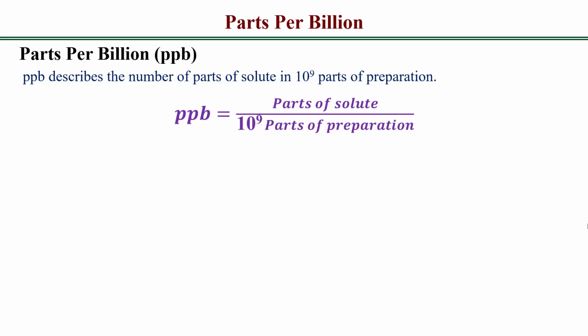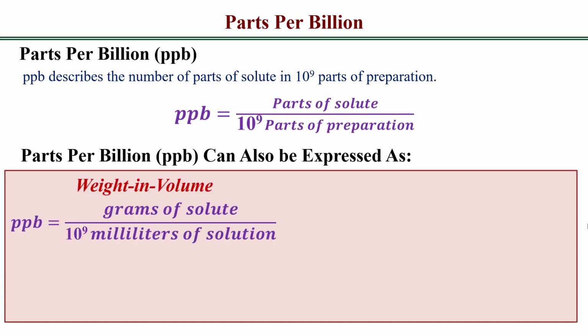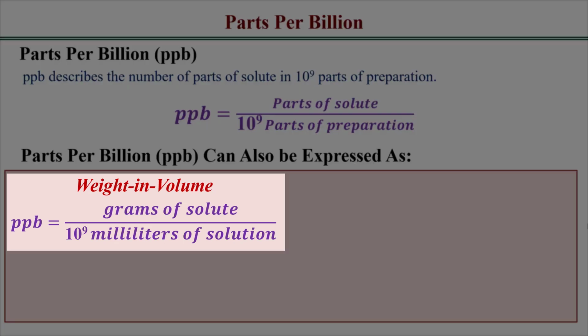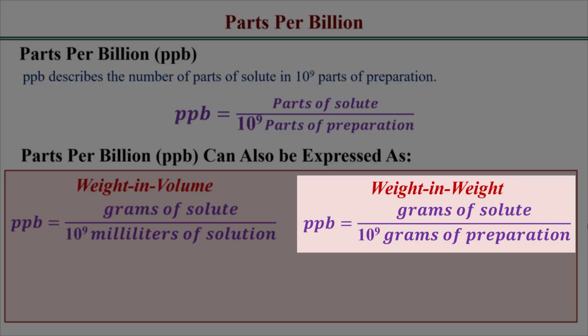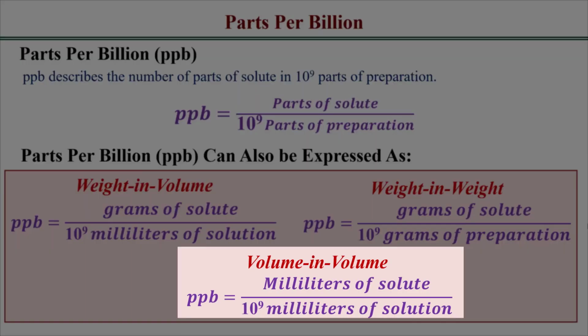of preparation. Now this can also be expressed in 3 different ways depending on whether you have a weight and volume scenario, a volume in volume, or a weight and weight situation. So for a weight and volume scenario, ppb is going to be equal to grams of solute in a billion milliliters of solution. Then when you have a weight and weight scenario, ppb is going to be equal to grams of solute over a billion grams of preparation. And then for a volume in volume situation, ppb is the milliliters of solute in a billion milliliters of solution.